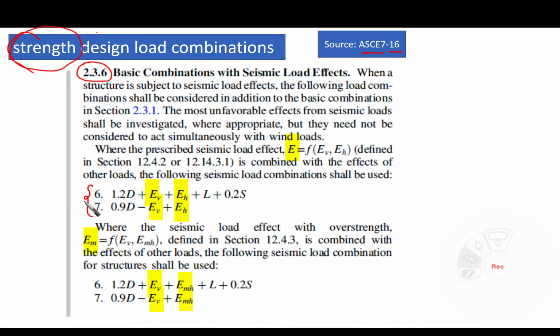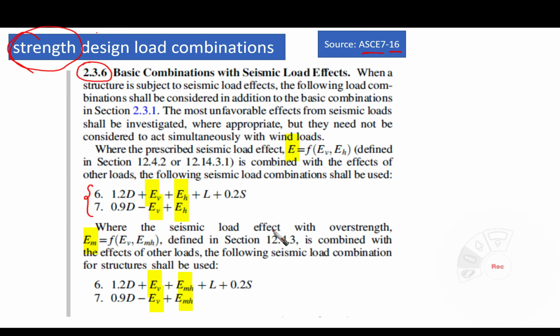They are concerned with earthquake, but now it is 6 and 7, and it is as usual 1.2 dead plus EV, which is the vertical load component, plus EH, the horizontal earthquake load component, plus live load plus 0.2 S, the snow load. This is one combination, and the other one is 0.9 dead load minus EV plus EH. Okay, so this is the case of the load combinations including earthquake effect.